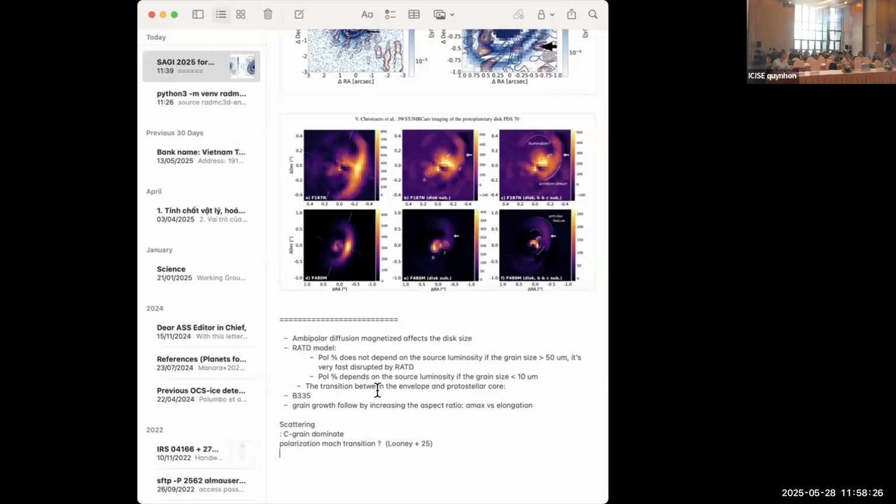Actually, we can also test whether rad-D happened or not. For B335, we also see that the morphology is the same across wavelengths, and the curve with wavelength is quite the same, but the polarization fraction changes from region to region. It may be because of an asymmetric change or elongation change, something like that.